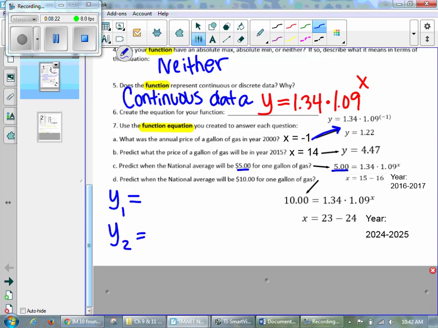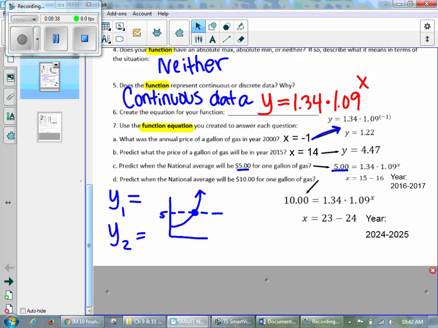I'll just sketch a picture of what it would look like. So here's your function increasing, and $5 would probably be right around here. Okay, this is $5, and you are finding the intersection. You have done this in previous chapters. If you need help, please ask your teacher. It's the exact same for part D. So let's go back to part C.